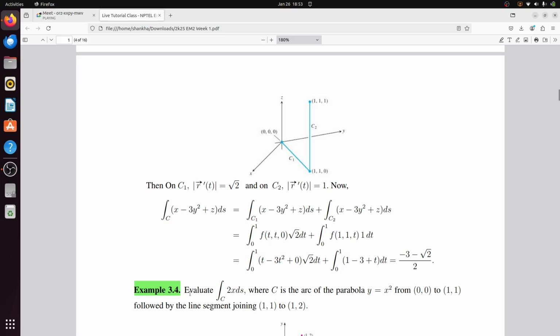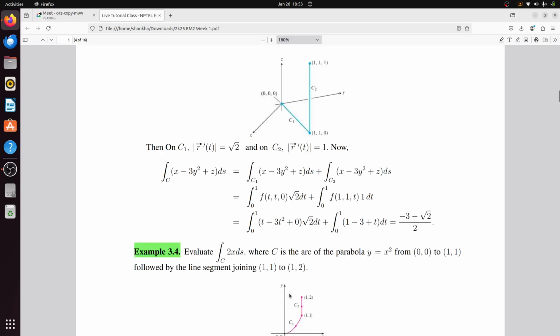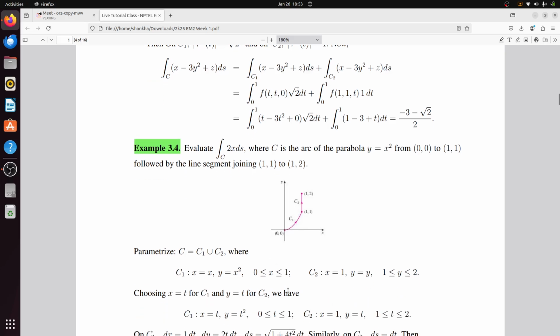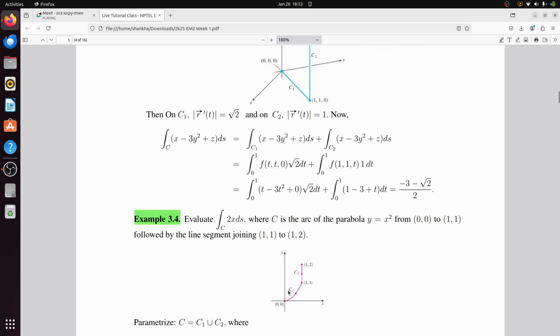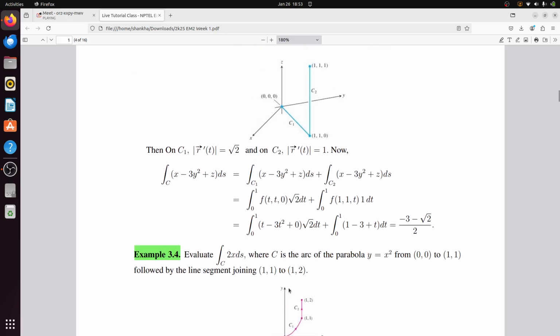Okay, try this problem also. Evaluate the integral over C of 2x ds, where C is the arc of the parabola y equal to x square from (0,0) to (1,1), followed by the line segment joining (1,1) to (1,2). Is it a difficult one, I think? Okay, let us try first.